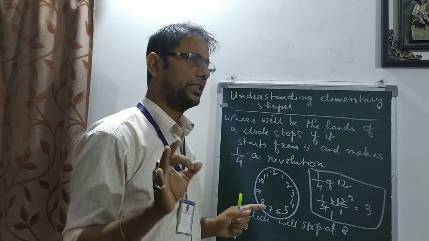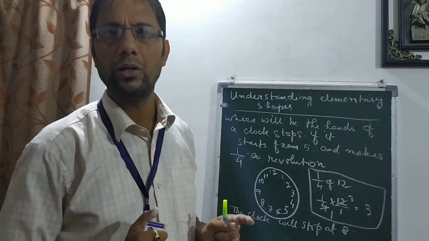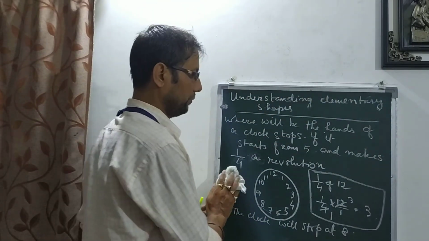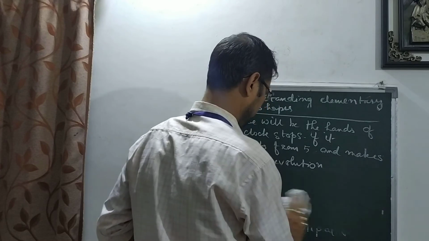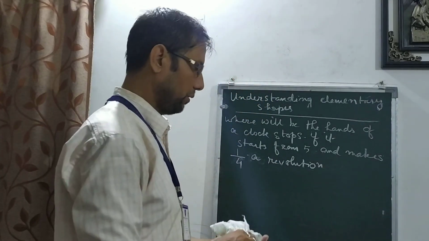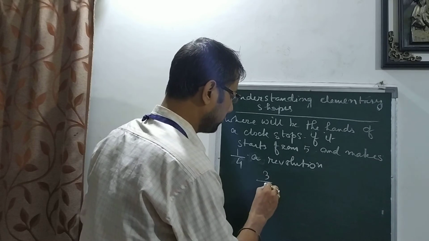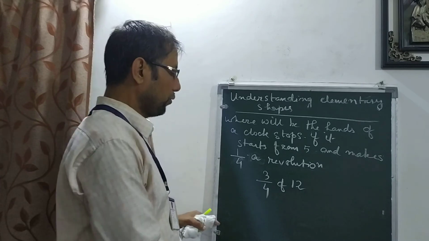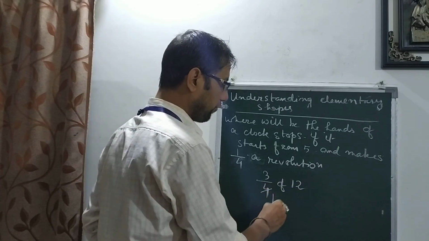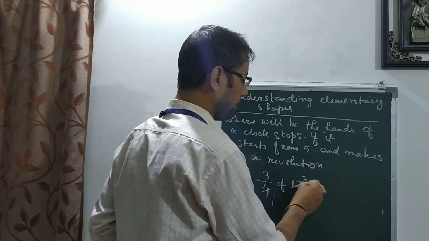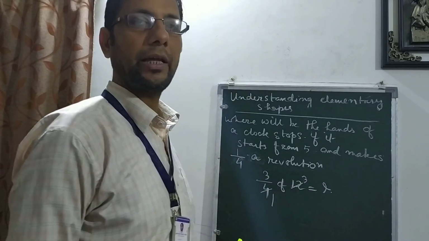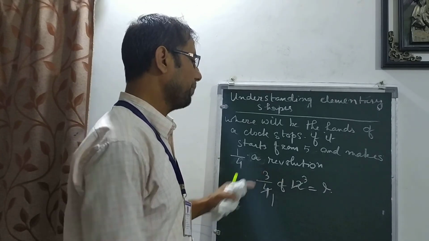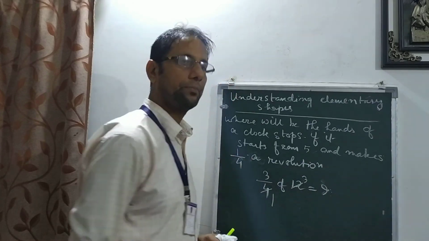Now one question arises. If it comes 3/4 of a revolution, then what will I do? 3/4 means 3/4 of 12. If I cancel this, 4 3s are 12, so I will get 3 3s are 9. That means it will move 9 parts. 3/4 of 12 means it will move 9 parts, students.